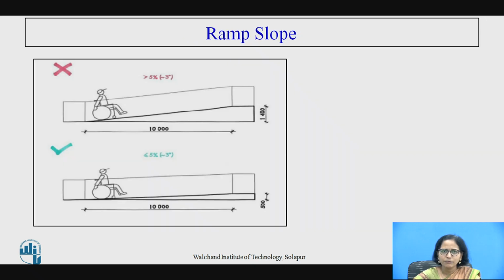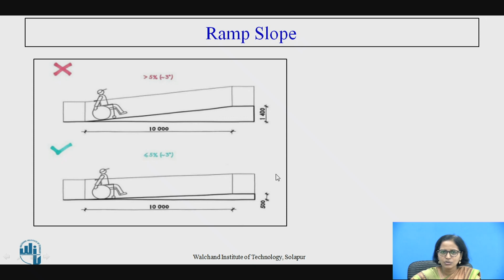Now the ramp slope, which will be the most feasible or convenient slope for a person with a wheelchair. Let's see, when the horizontal distance is 10 meters and the rise is 1.4 meters, if you work out the slope, it will be greater than 5%. So it is not at all economical for a person with a wheelchair, and this will not be convenient for that. Let's see the next one.